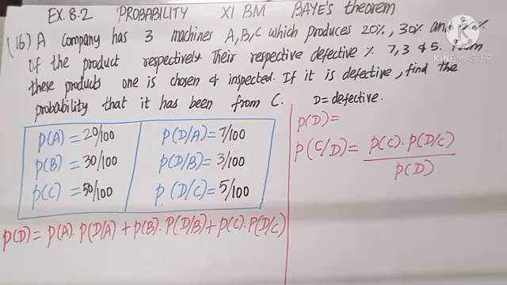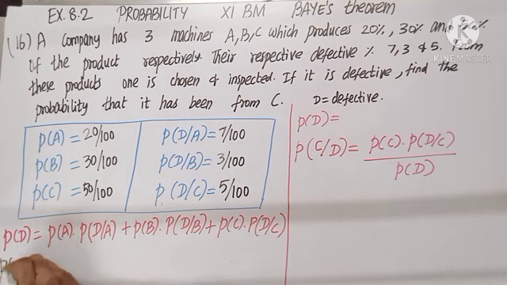How many machines are there? A, B, C. How could the defective one arise? It may be a defective from A, or from B, or from C. So the total defective probability is choosing machine A and defective from A, or choosing machine B and defective from B, or choosing machine C and defective from C. Whenever I say and, we multiply. Whenever I say or, we add.